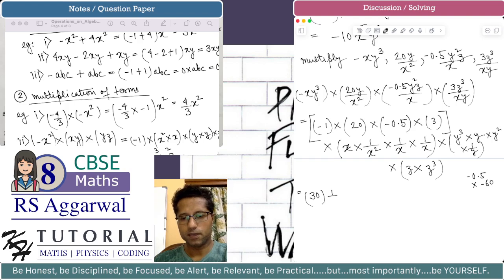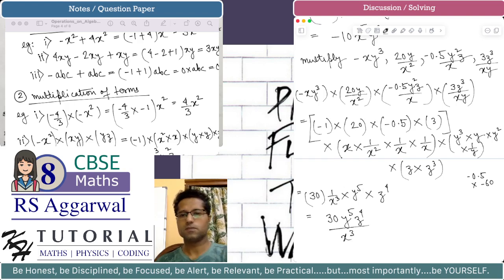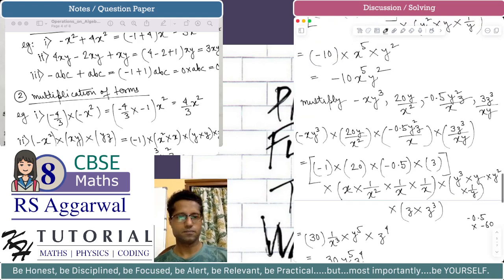1 by x cube multiplied by the y literal factors, where the y by y cancels, becomes y to the power 5, and the z becomes z to the power 4. So this finally becomes 30 y to the power 5 z to the power 4 divided by x cube. I hope it is clear how we multiply terms.